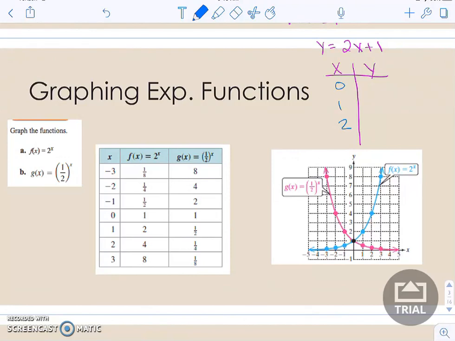And so you would plug in 0 for x. 2 times 0 is 0 plus 1 is 1. 2 times 1 is 2 plus 1 is 3. 2 times 2 is 4 plus 1 is 5. And that would give you your coordinates, (0, 1), (1, 3), (2, 5), that you now could go and plot and put on a graph, right?